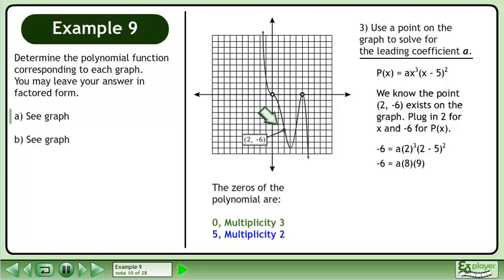Simplify to get negative 6 equals a times 8 times 9. Simplify further to get negative 6 equals 72a. Divide both sides by 72. The value of a is negative 1 over 12.